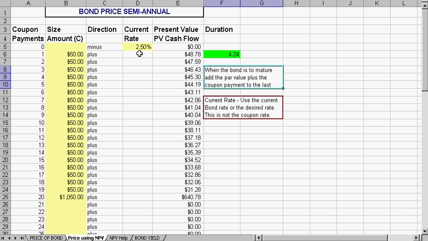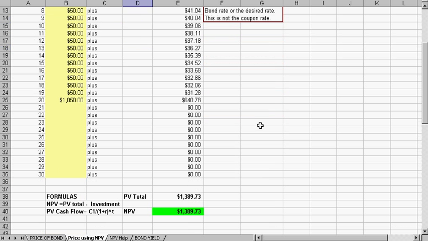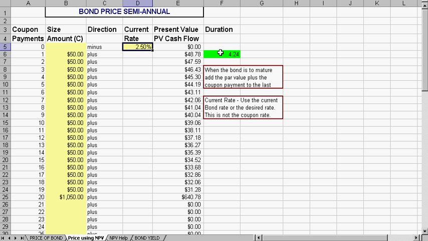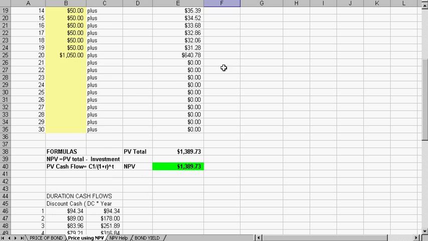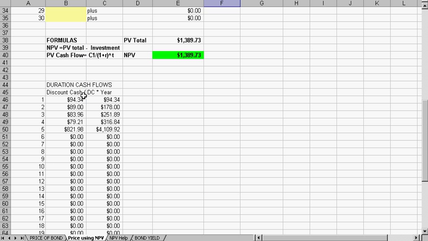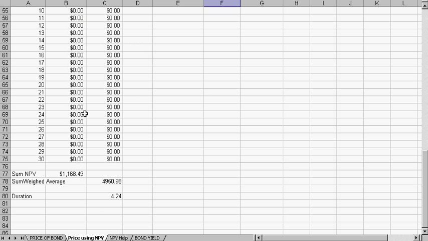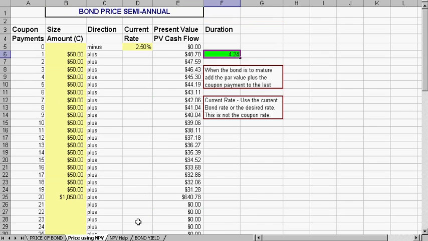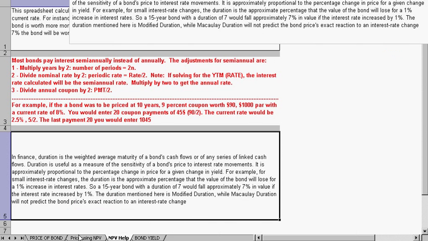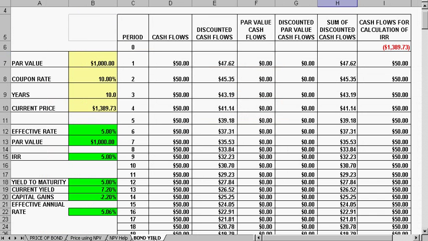Right, so we're working with one half of the 5%. We add that for the last year, it's $10.50. We're discounting it at 2.5%, and we get the same answer, $1389.73. We have duration here, which is another measurement. Explanation of duration is here. We're just going to stick with the bonds right now.